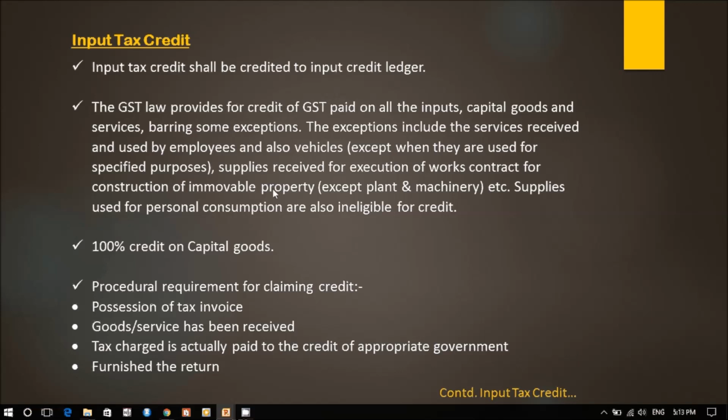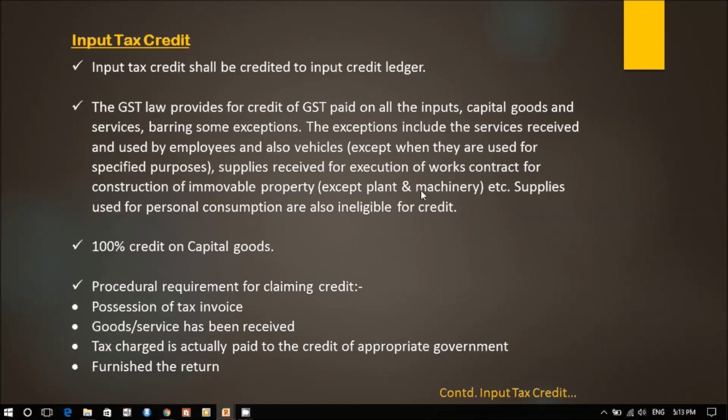Although if the works contract relates to immovable property and that immovable property is the plant and machinery, then we would be able to take the credit. So in crux, we can say the supplies received for the execution of the works contract for construction of the immovable property except plant and machinery would not be eligible for the credit of input. Supplies used for the personal consumption are also ineligible for the credit.